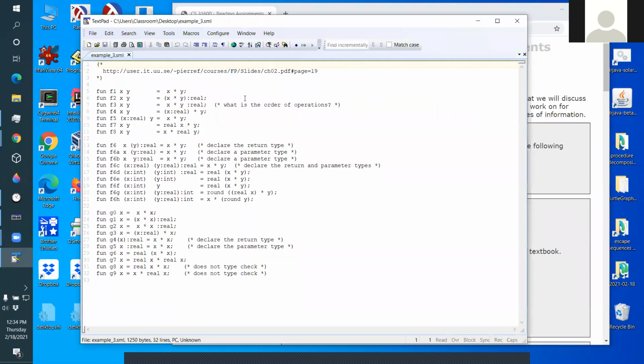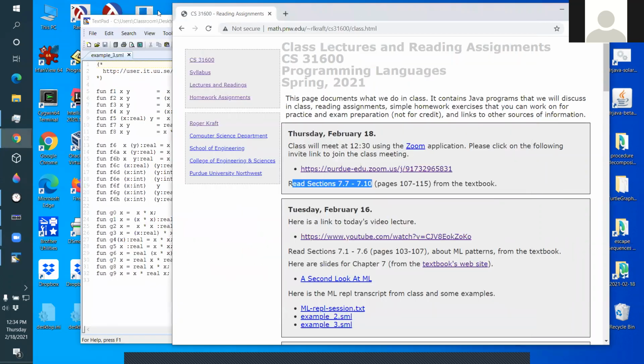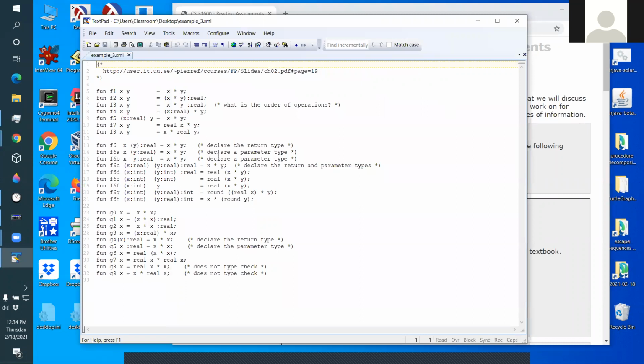Here's the example we were working with in class the day before yesterday, and I added some more examples of different ways you can declare types in ML. Let's go through this list real quick. This function here has no type declaration anywhere in it. So ML has to figure out everything. We want to practice thinking about types.